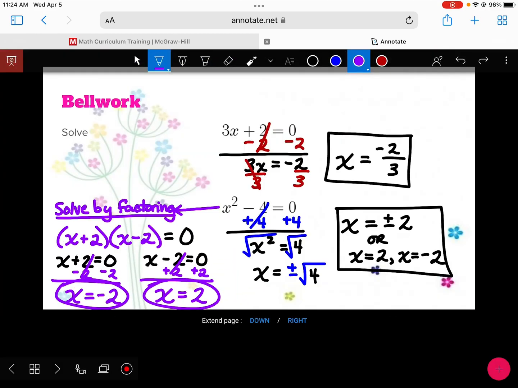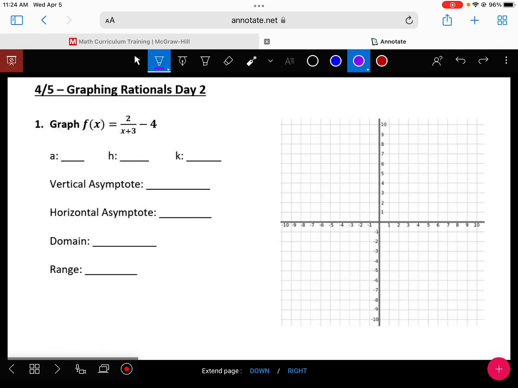All right. Please go ahead and pull out your notes packet. Open it up to where we left off. All right, so you need these 2 things. There you go.